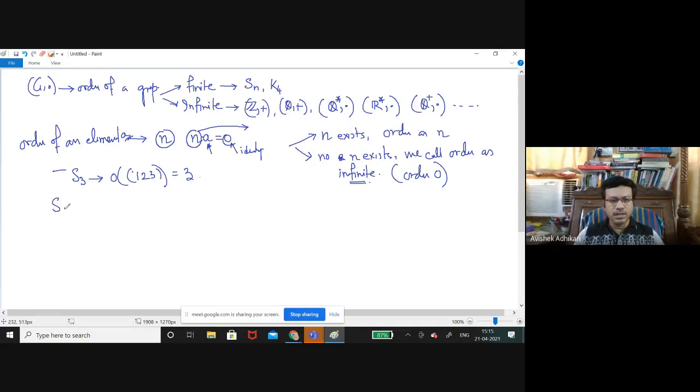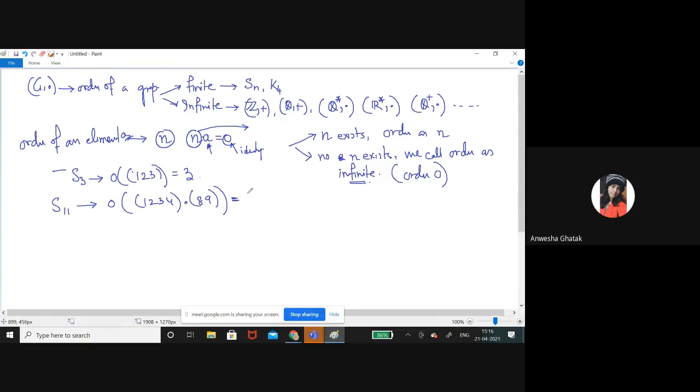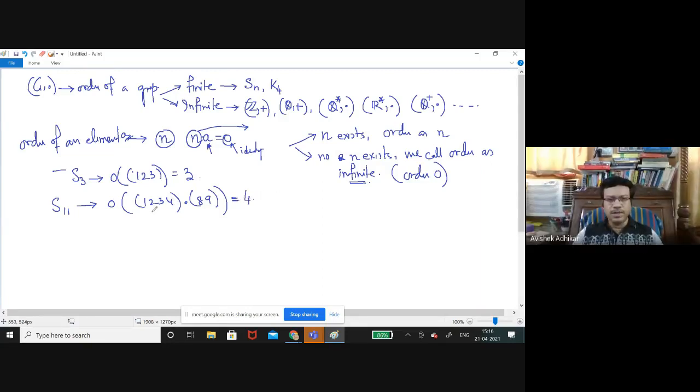Similarly, in S11, consider the element (1 2 3 4)(8 9), a product of two cycles. What is the order of this element? Can anybody tell me the order of this product of two cycles in S11? Yes, four. It's 4. Exactly.